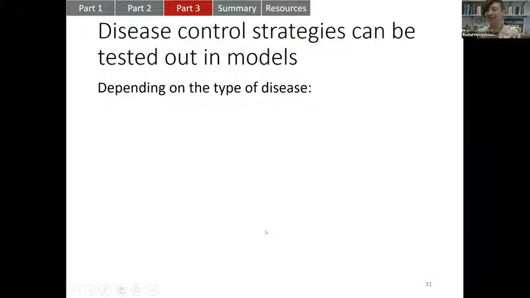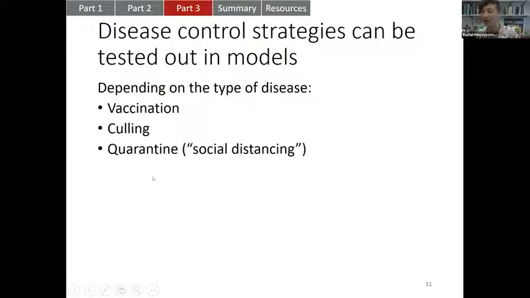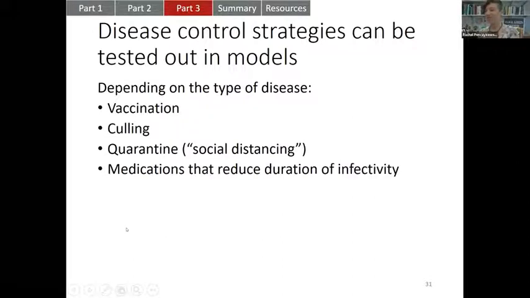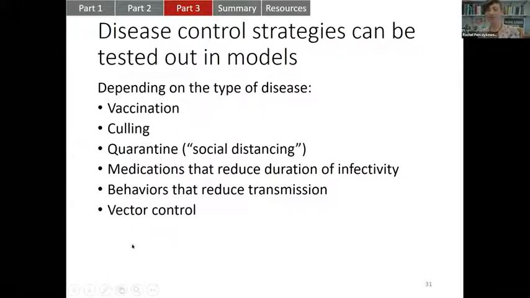And so you can then use different formulations of your model to test out how different disease control strategies affect, for example, that R naught basic reproductive number. So depending on the type of disease, you might be evaluating different vaccination regimes, different culling protocols of hopefully not human hosts, quarantine measures, efficacy of different medications, behaviors that reduce transmission, vector control for diseases like malaria.